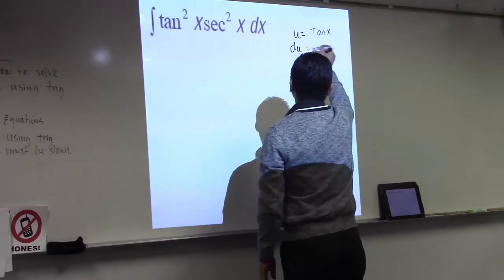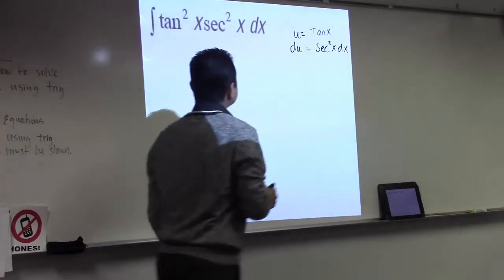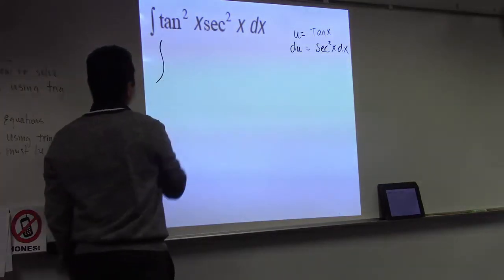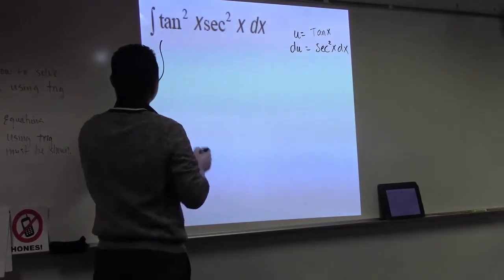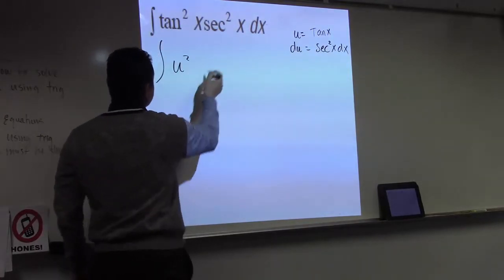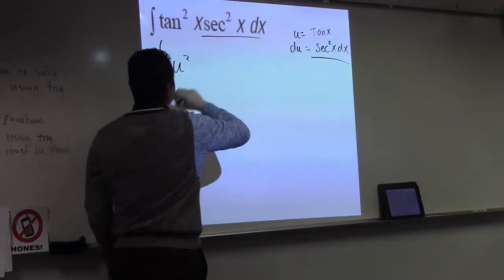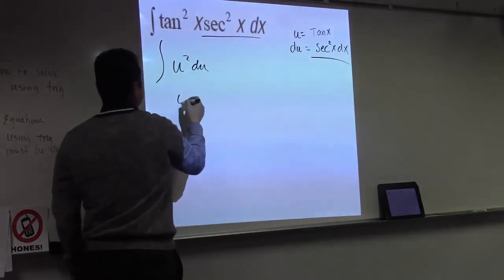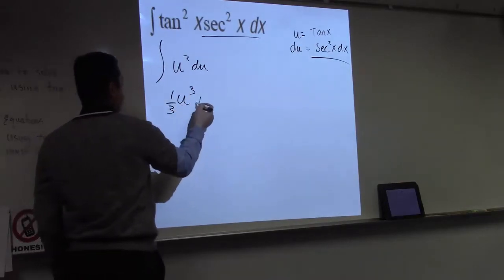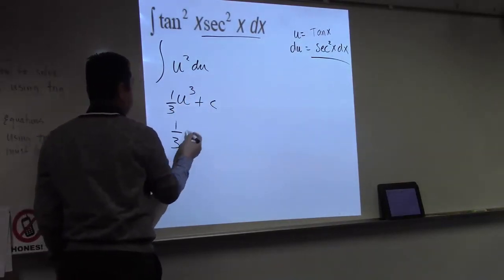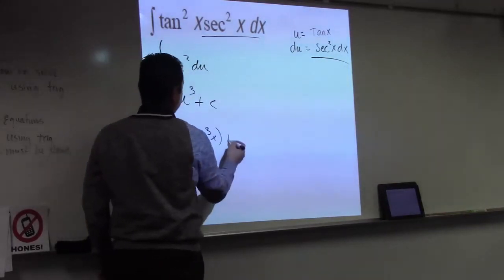So du equals secant squared x dx. So this becomes the integral of tangent squared, which is u squared, and secant squared dx, it's a perfect match, so that will become just the du. So this becomes u cubed after you bump it up and divide, plus c. So it's 1/3 tangent cubed x plus c.